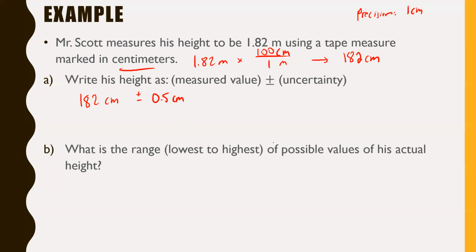What is the range, lowest to highest, of possible values of his actual height? Well, just use this formula we just did here, right? You could take away your ½ centimeter. So that would give you 181.5 centimeters. That's my lowest possible height. Or if I added 0.5, I'd be at 182.5 centimeters. So that right there is my range. I'm somewhere in that range from the lowest possible height I am to the highest possible height that I am.